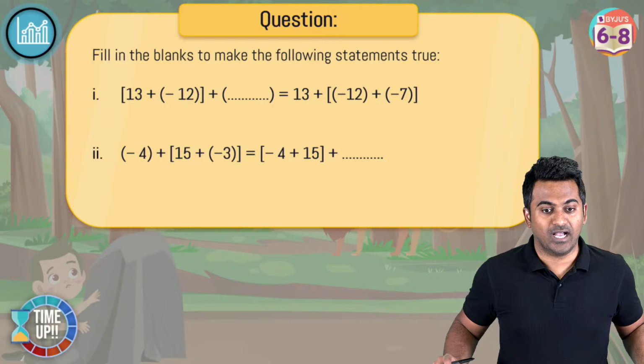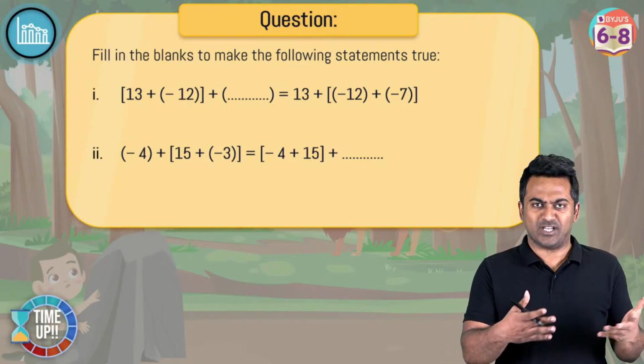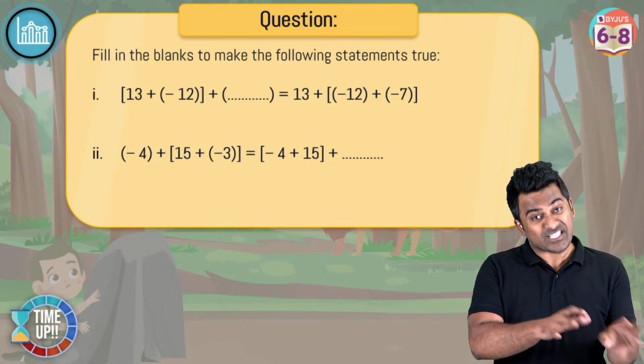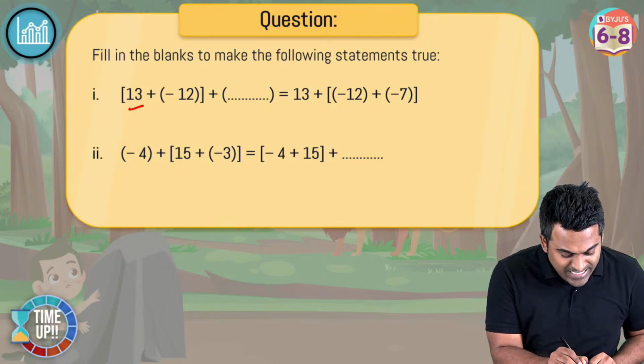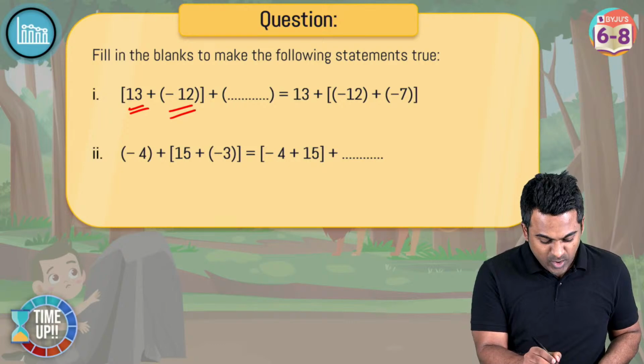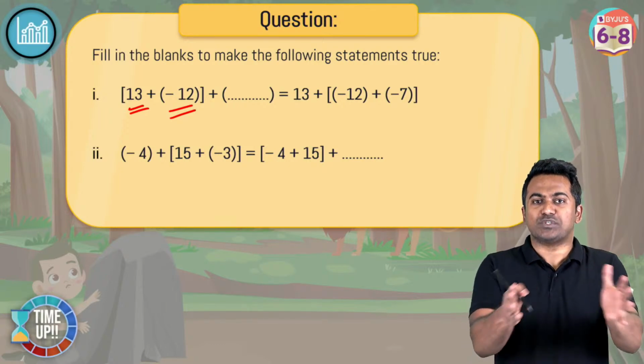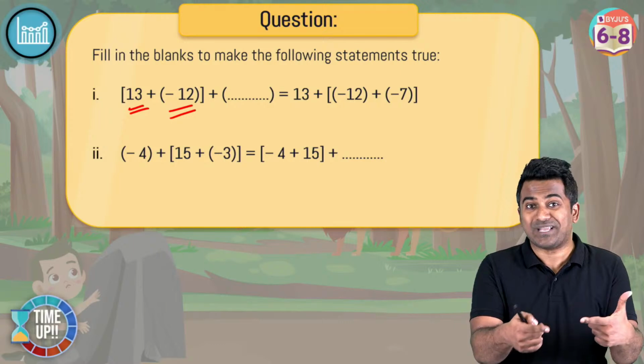Okay. All right. So I am getting answers which are mostly similar. So I hope they are the correct answers. Let's go ahead and check out. Okay. So 13 plus minus 12 plus what is equal to 13. So what has happened here? Association of numbers has changed. And what do we call that property?